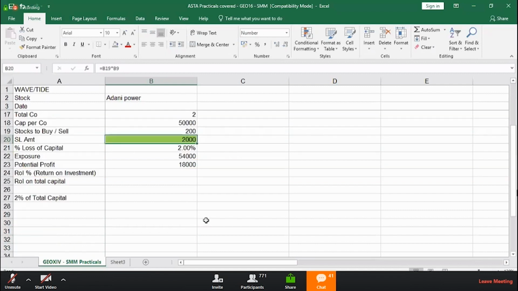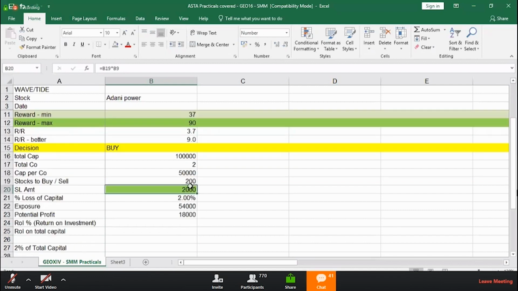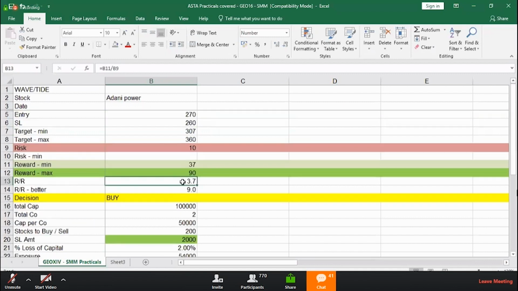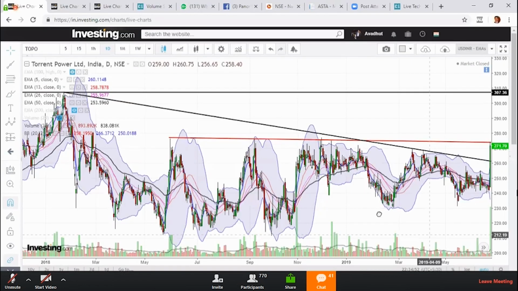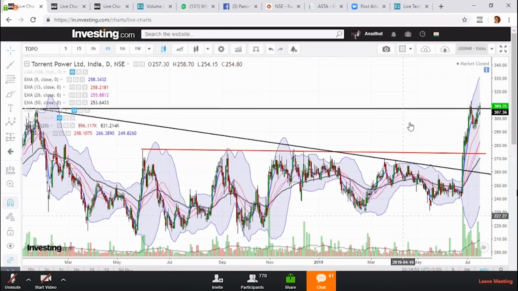That's your potential profit, your bigger profit. Smaller profit would have been maybe 8,000 rupees. So that's how you could have taken a trade. If not in F&O, you could have taken it in equity.